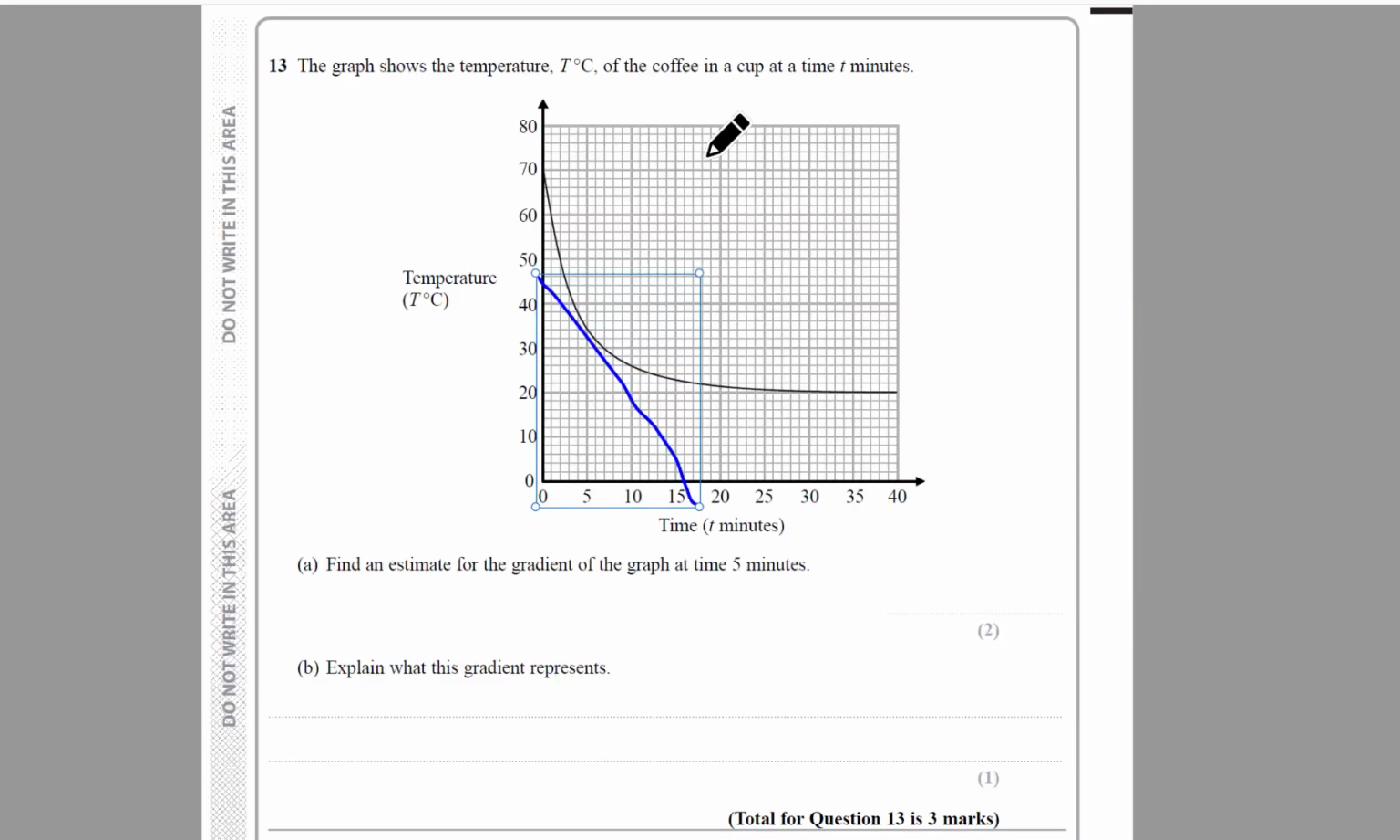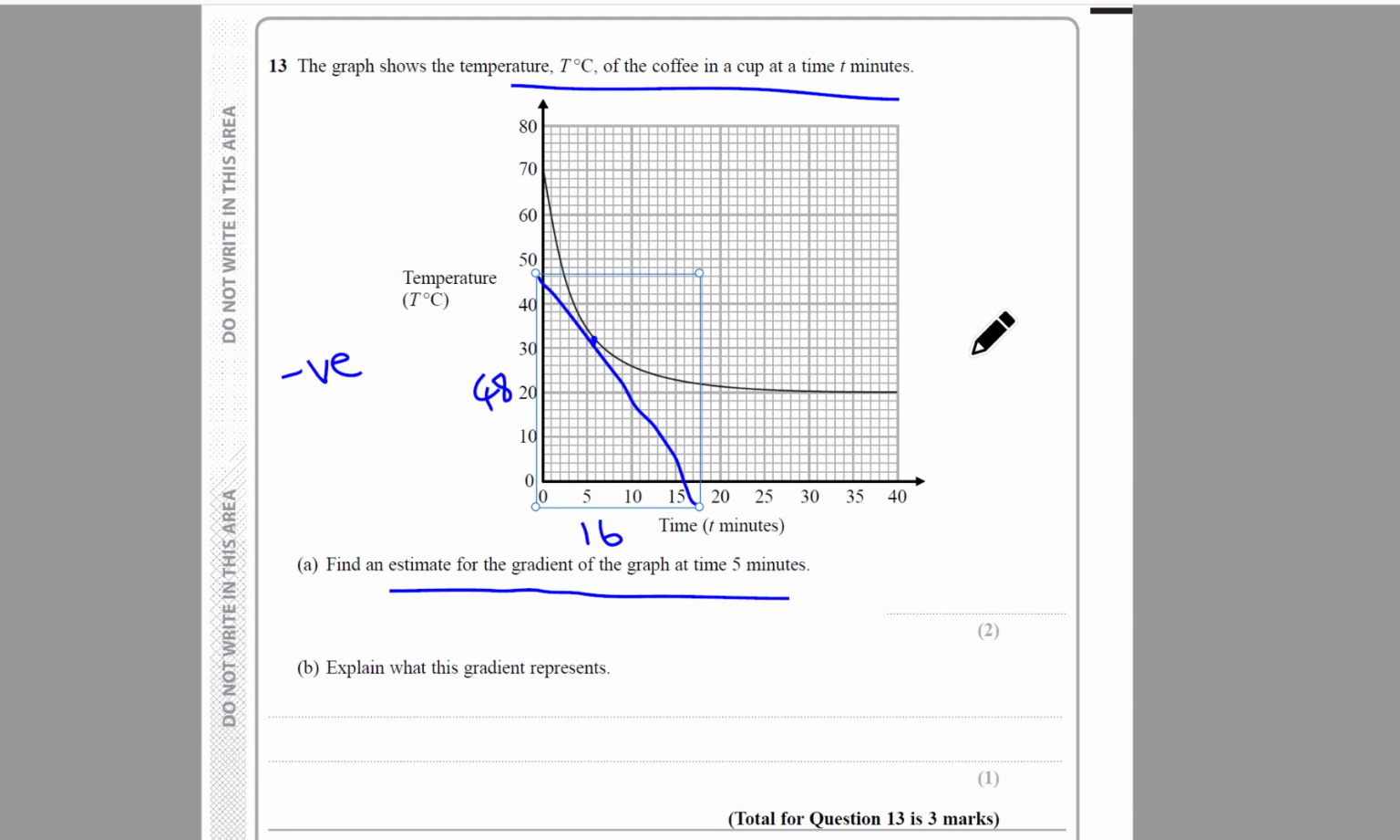So this question here, there's a graph and a coffee shop, but it says find the estimate of the gradient at time 5 minutes. Now be careful, this is going downhill, so the gradient is going to be negative. Easy mistake, and I reckon this is going to be the most common mistake. So obviously a tangent touches the line once, so try to do it accurately with a ruler. I'm going to say that is roughly 48, and that is going to be, let's say 17 or 16. Let's just use 16.